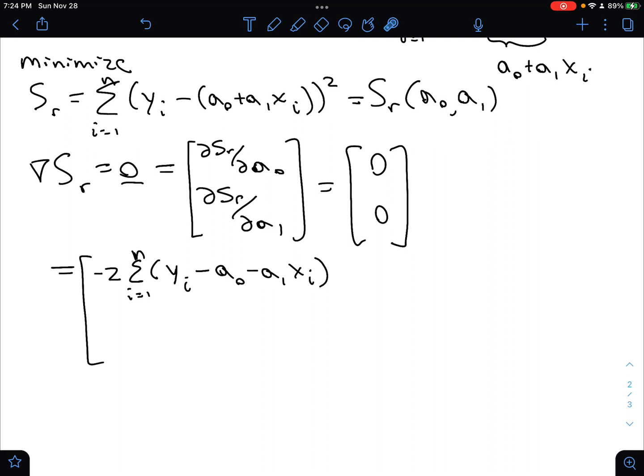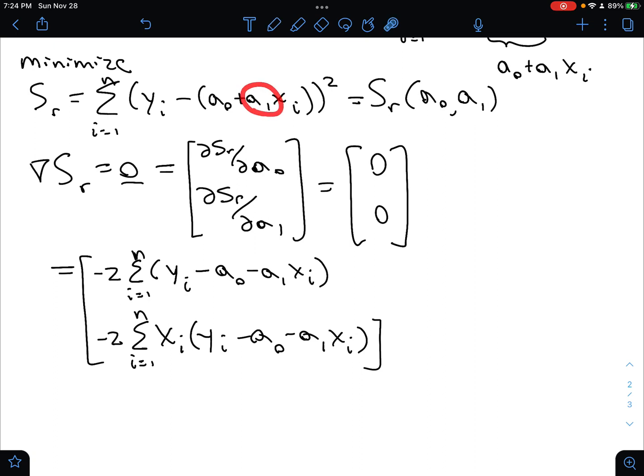So now if you calculate dS_r/da1, then what you're going to get is minus 2 times the sum i equals 1 to n of x_i times (y_i minus a0 minus a1 x_i). Okay, so it's a similar procedure except the derivative is with respect to a1. And instead of just getting a negative out of the chain rule, you also get an x_i. And so this is equal to 0. In other words, 0 vector. In other words, both components are equal to 0.